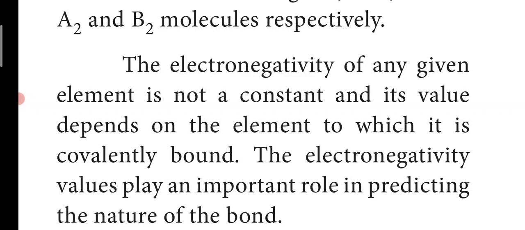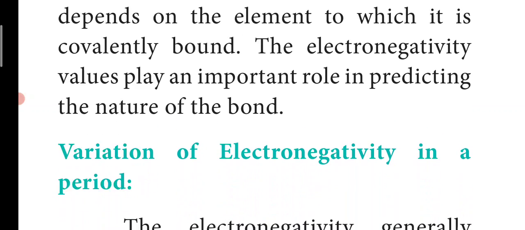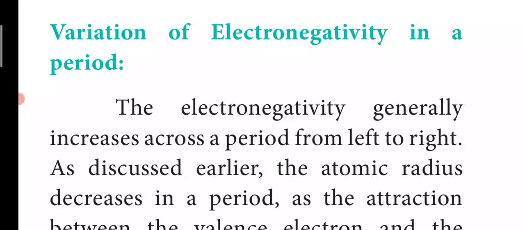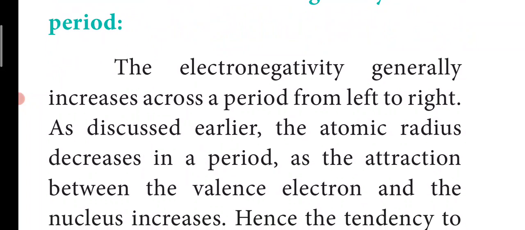And the electronegativity values play an important role in predicting the nature of the bond. So how to predict the nature? For example, whether it is a polarized bond, or whether it has a dipole moment or not, whether it is a metallic bond, all that we can calculate from this electronegativity value itself. Now we are going to see the variation of electronegativity in a period.